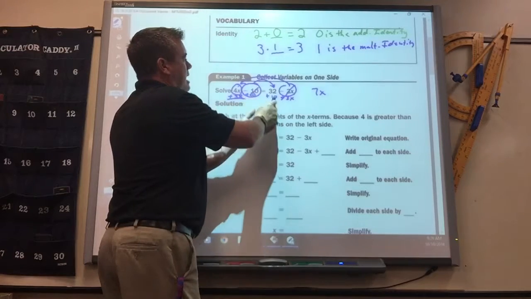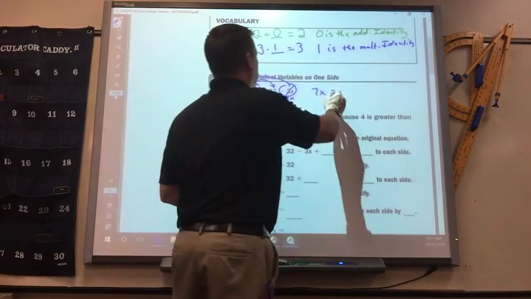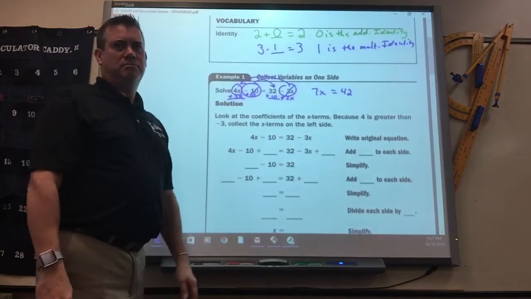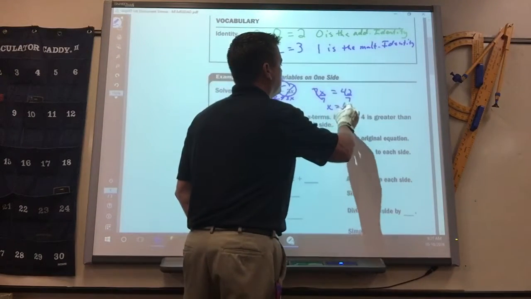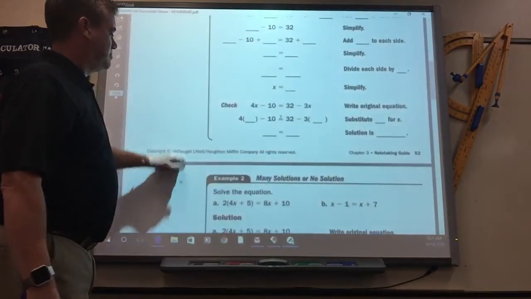So when I take this minus 10 and add 10, do the same to the other side, you get 42 on the other side. And then there's just one thing left. Divide by 7. And you get 6. I said divide by 7. I was going to say 7x.